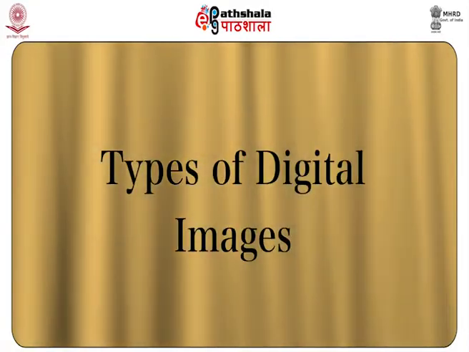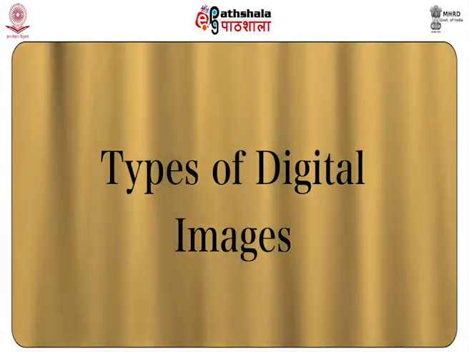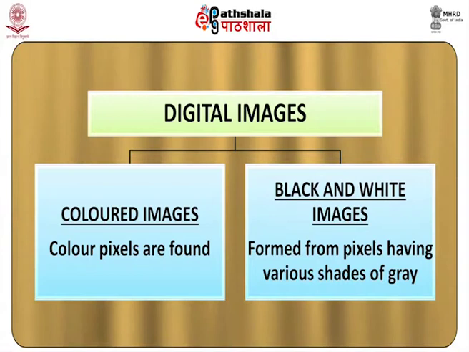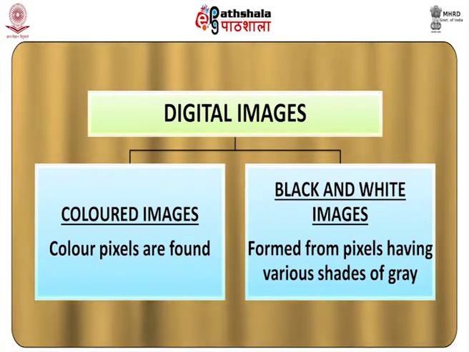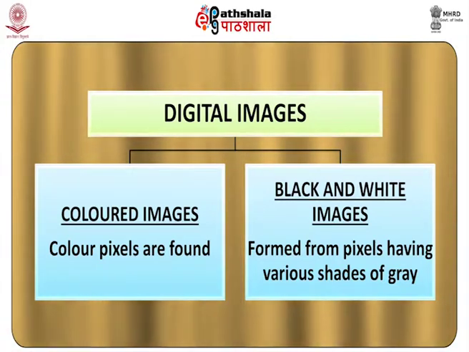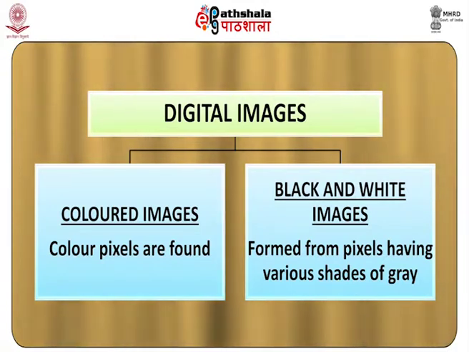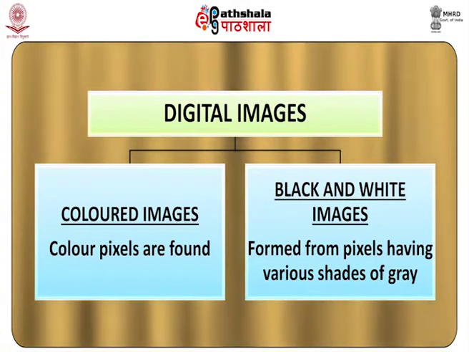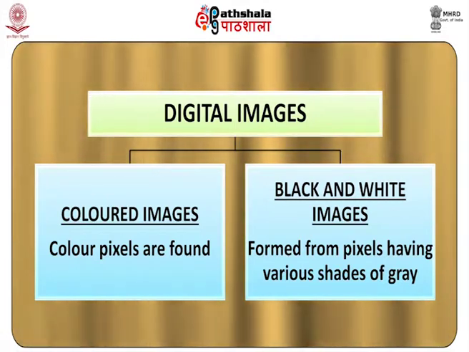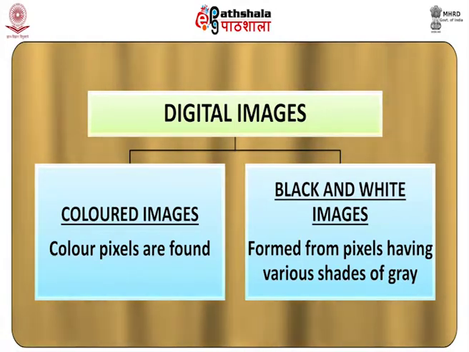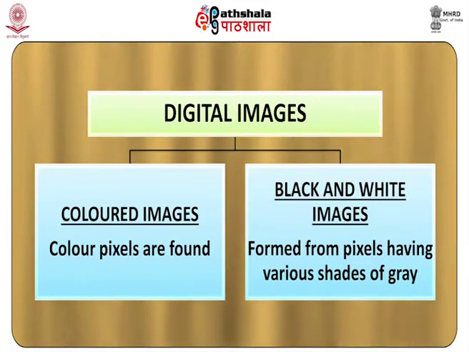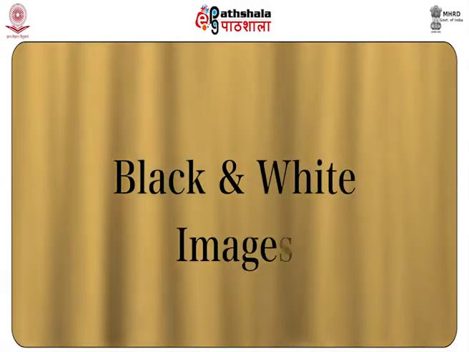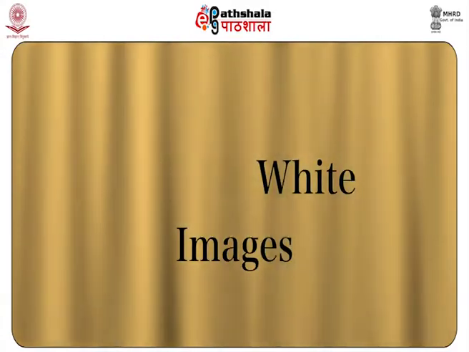Next, what are the types of digital images we have? For photographic purposes, there are two important types of digital images, that is color and black and white. In case of the colored images, color pixels are found, whereas black and white images are formed from pixels having various shades of grey. So starting with the first, we have the black and white images.